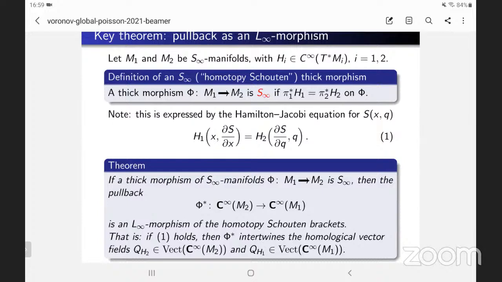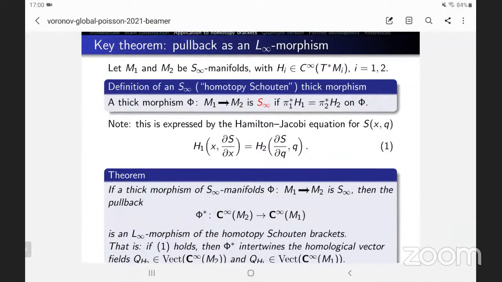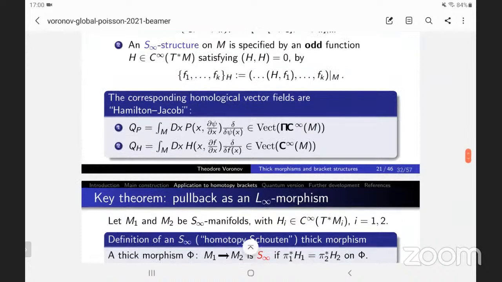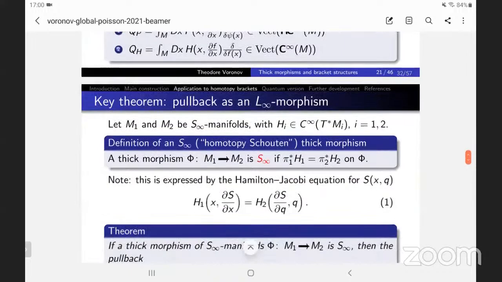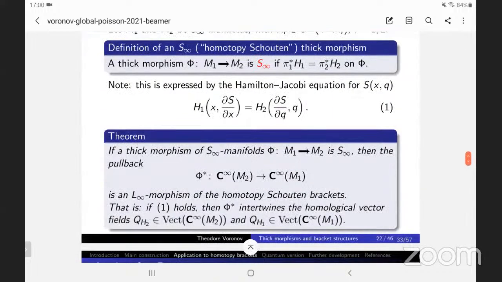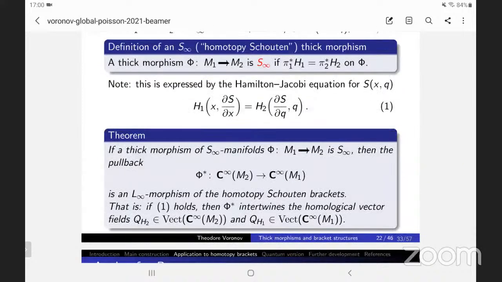So what exactly does it mean? We have this finite-dimensional equation, equation one here, for S. And this is what is assumed. And what is proven is that if this holds, then these two vector fields of the type QH, QH1 on M1 and QH2 on M2, are related by this nonlinear map phi star. So that's the key statement.